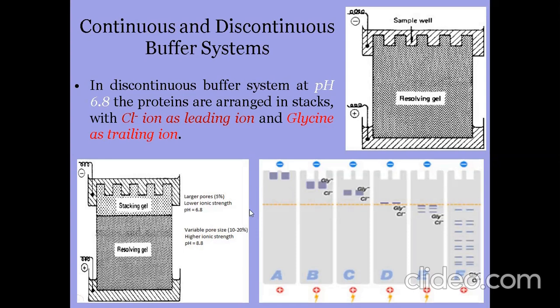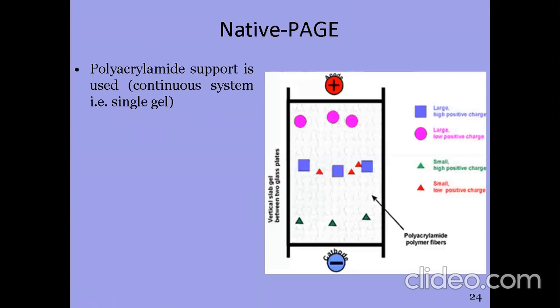Okay, and next is native PAGE, native polyacrylamide gel electrophoresis. So what will happen in native PAGE? Polyacrylamide support is used with a continuous system, that is, a single gel will be used. Here a little variation is shown of how proteins separate onto a gel.